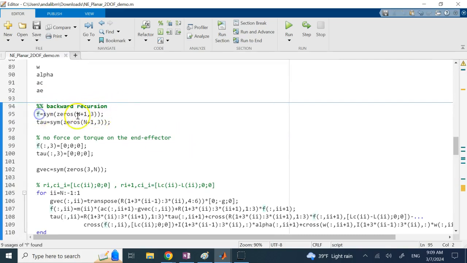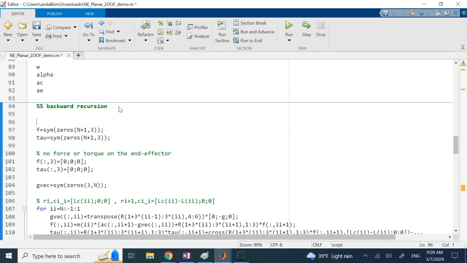What I do is first I set the end effector force and end effector torque to 0, but before that I do initialization, right? And you see here, again, I set the end effector force and torque to 0. If your application has a force or torque on the end effector from the environment, you should change them here.